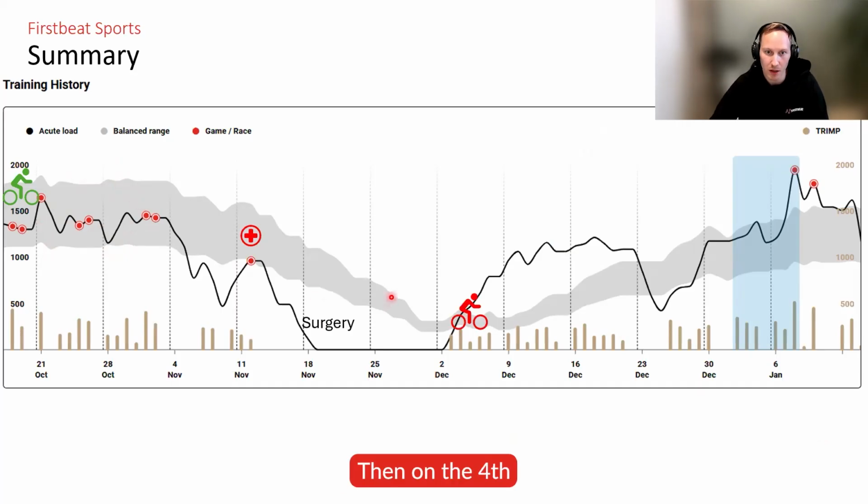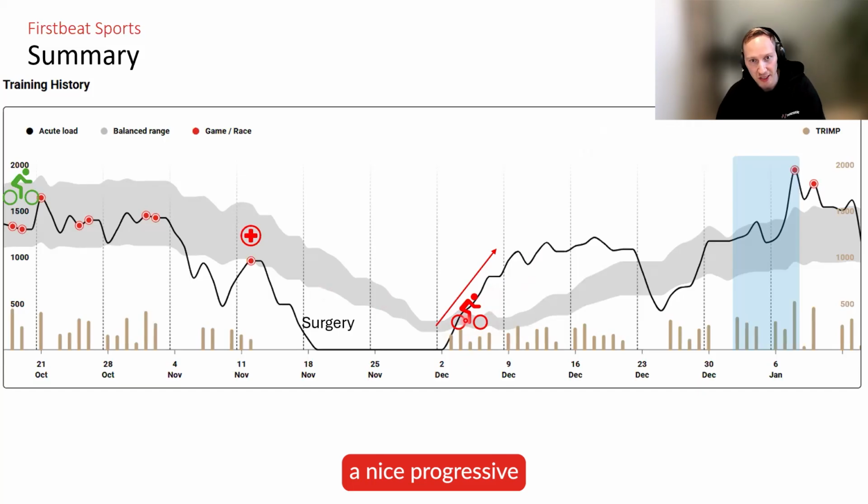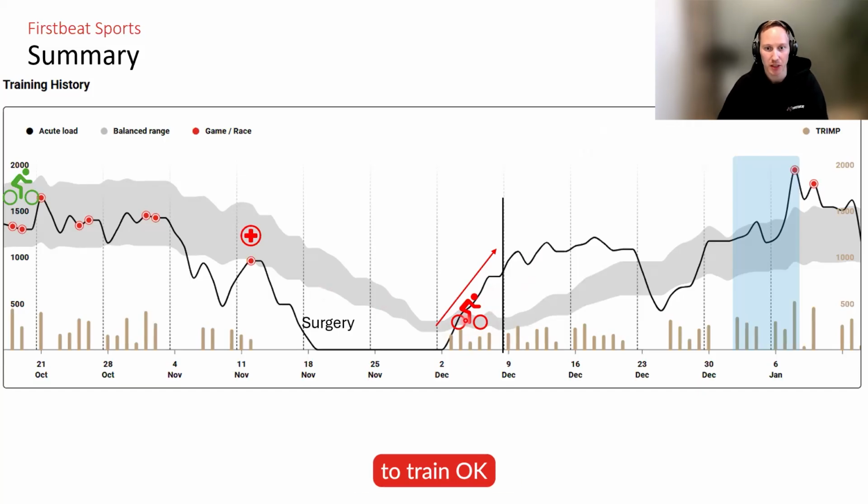Then on the 4th of December, at the beginning of the return to play phase, there's the submaximal fitness test with poor results indicating a decreased fitness of the athlete. Then we have a nice progressive increase in training load when they start to train. Okay, this line is indicating when the player starts to train on the ice. The training loads are a bit higher than pre-ice training.